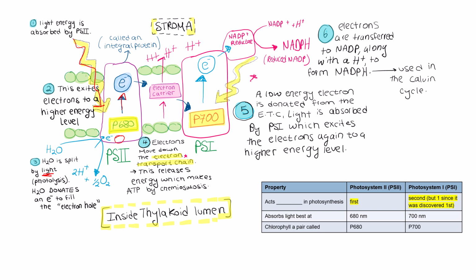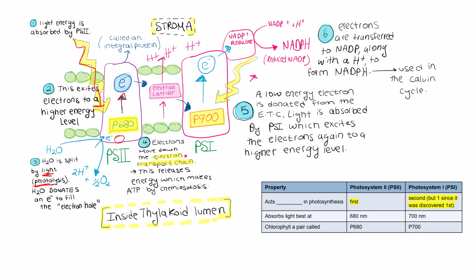The splitting by light is called photolysis. Photo means light. Lysis means split or break apart. So H2O donates an electron to fill the electron hole. So if there's a question that asks you why is water needed in photosynthesis? Well, water is our proton donor, okay?